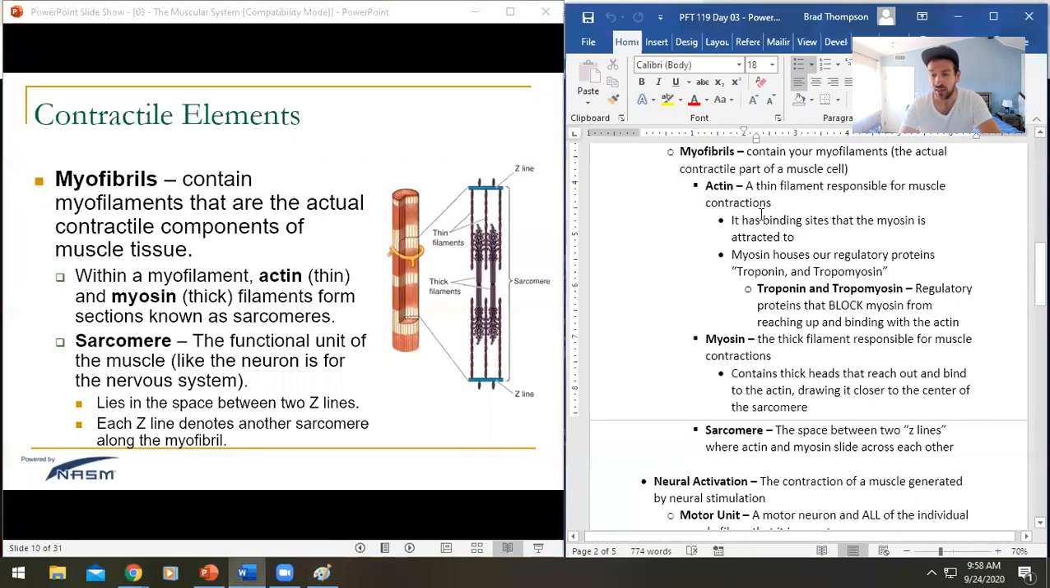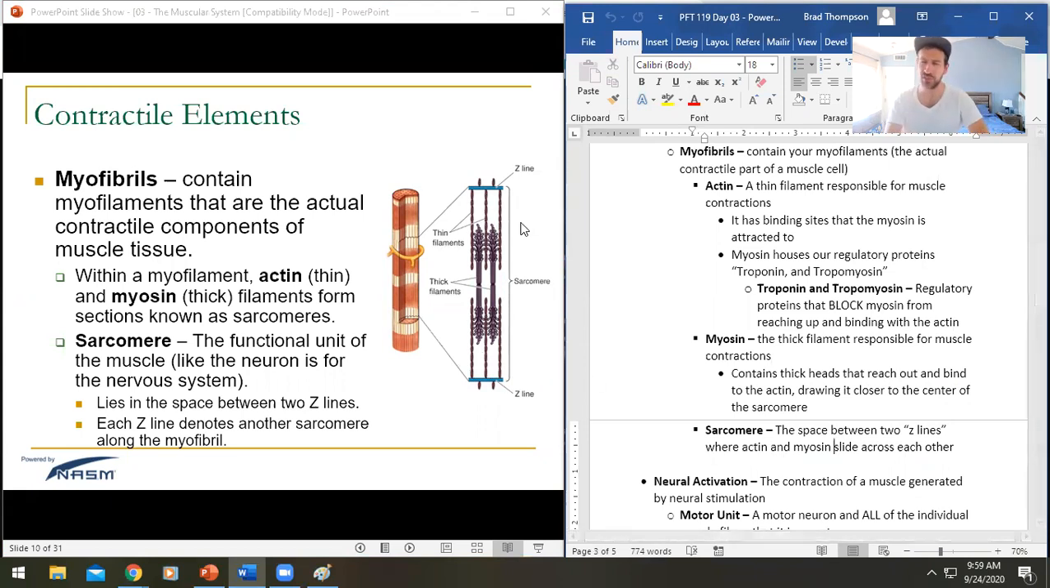So that's what we're looking at, right? You've got actin, which has binding sites. You've got myosin, which have heads that bind to those binding sites. And you have troponin and tropomyosin, which block those binding sites. When troponin and tropomyosin aren't in the way, myosin gets all up in actin's business and creates a muscular contraction. And the area where all of that happens, right? The area from here to here is called the sarcomere, right? That is the space between two of those lines where they cross each other.